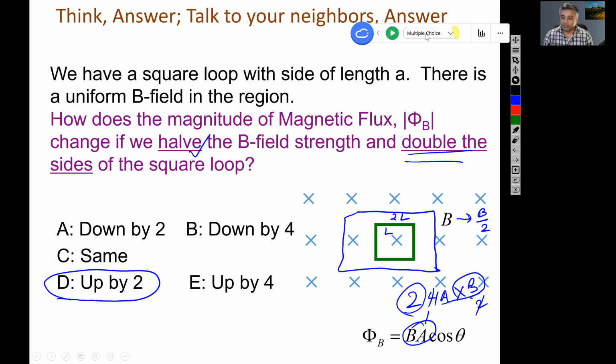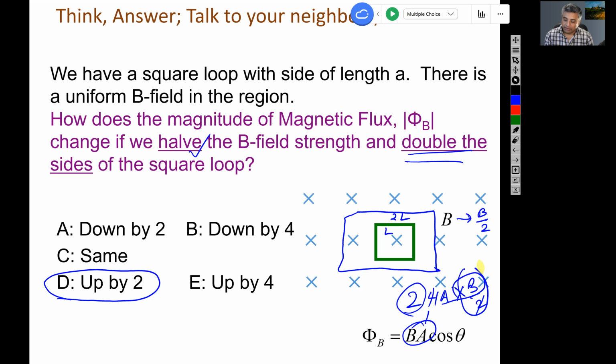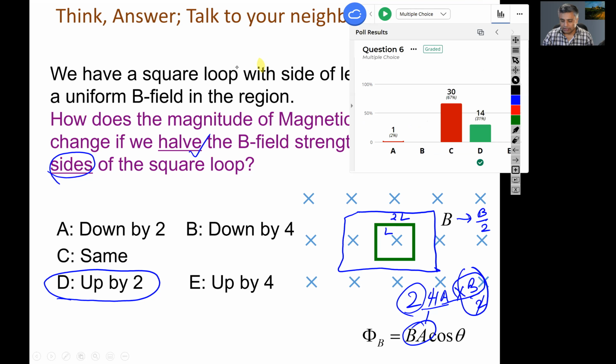Magnetic field is not squared. So magnetic field only went half, but the area became 4 times because sides of the square loop was doubled. Not one side, but the sides. I think that's what went wrong. Okay, you assume just, oh, length doubled, area doubled. No, because both of those sides were doubled means became 4 times.